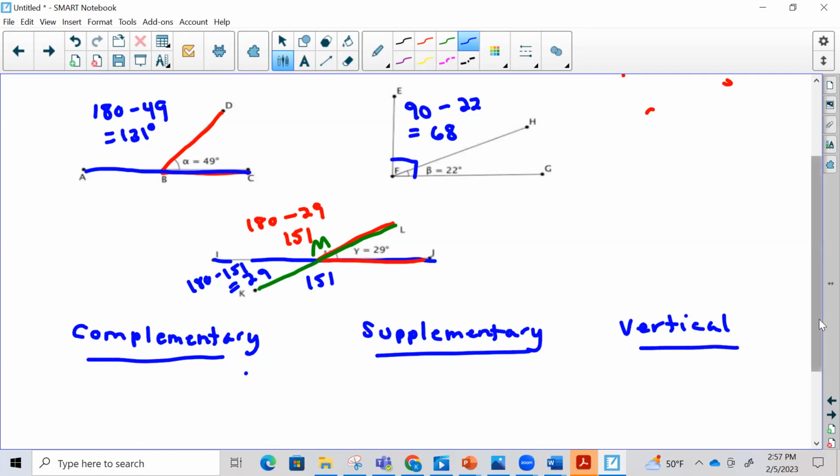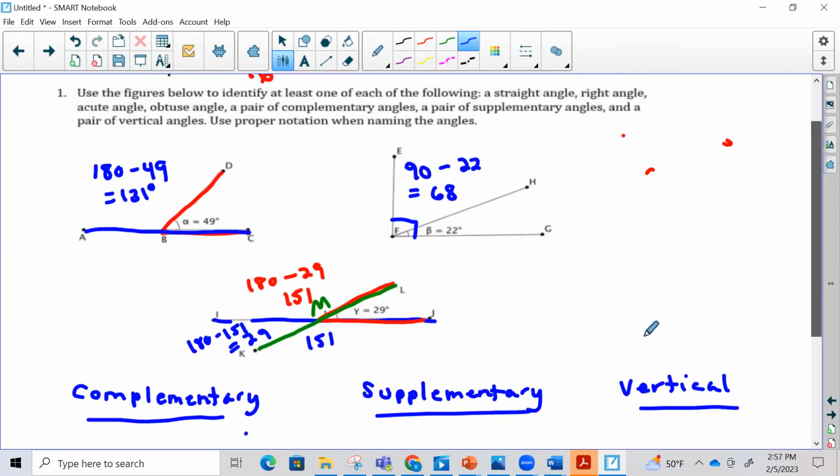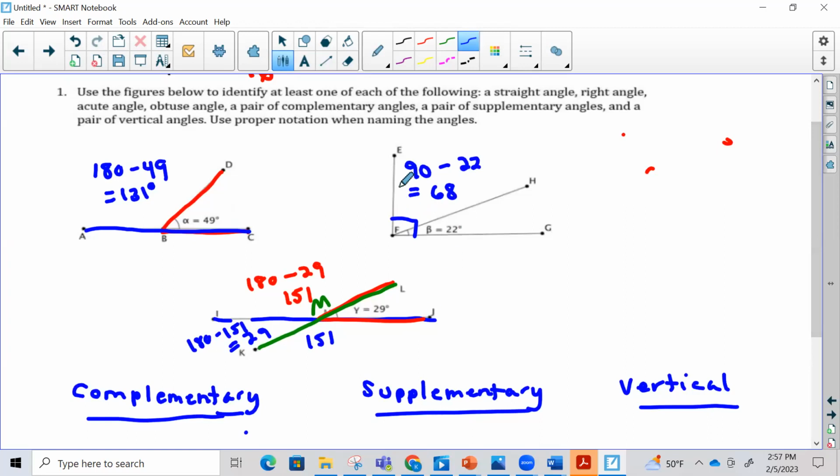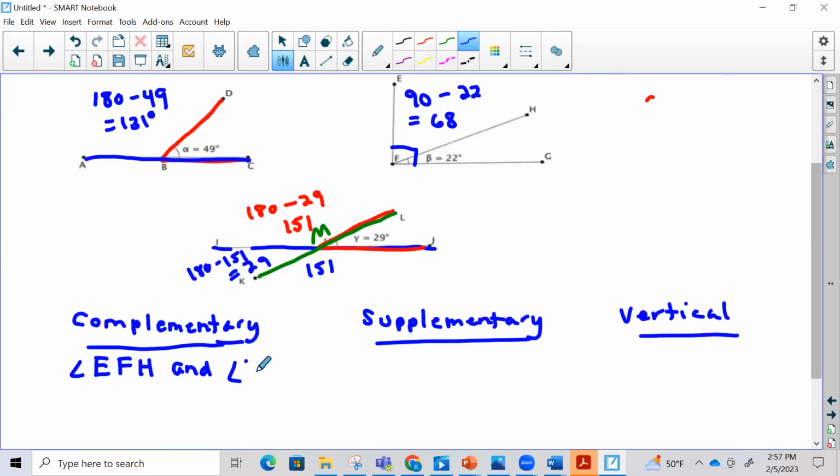Okay, so again, complementary angles are two angles that share a vertex and add up to 90. So we know that again, EFG is our 90-degree angle. So the two angles that make up that would be complementary. So it would be our angle EFH, which is this angle of 68, and angle HFG or GFH, which is this angle.